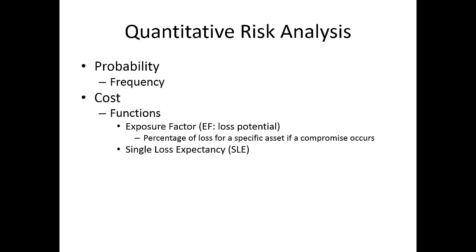And then another function is called single loss expectancy, or SLE, and this is calculated by asset value in dollar amount multiplied by exposure factor. So for example, the asset value is $10 and exposure factor is 20%. The single loss expectancy is basically $2. So you're losing $2 once this particular attack, a successful attack, occurs. That's what we mean by single loss expectancy.